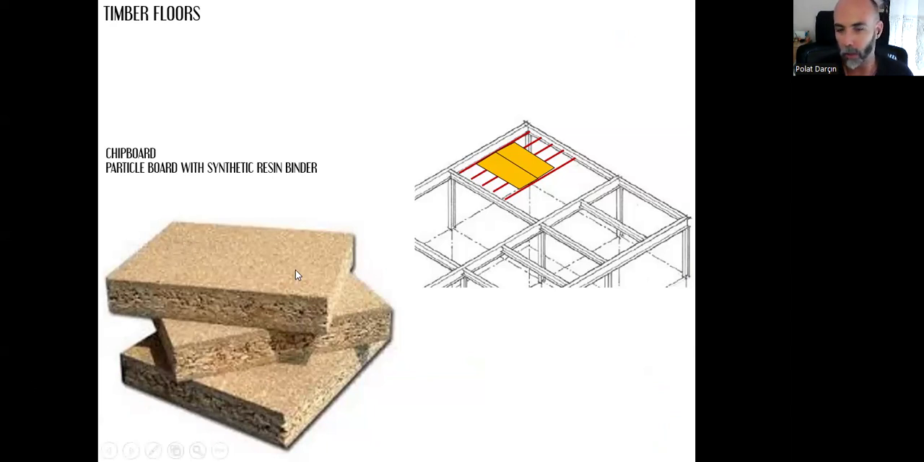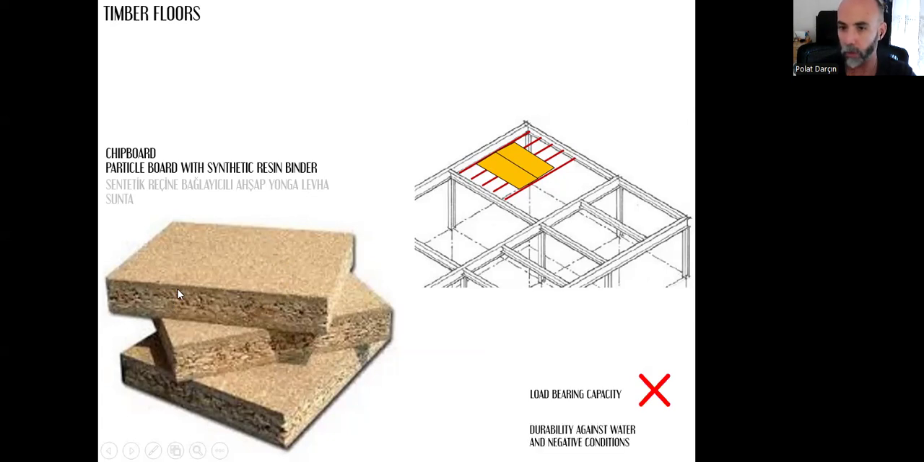As you can see, it looks like one single object. However, there are many little tiny chips, and they are just glued together under pressure and heat. Synthetic resin binder, but not the natural resin. Some sort of plastic created in a factory environment, and it's used to bind these chip particles. In Turkish, it's called sunta. However, its load-bearing capacity is not good. Its durability against negative conditions is not good. It can be affected negatively, especially by water damage.